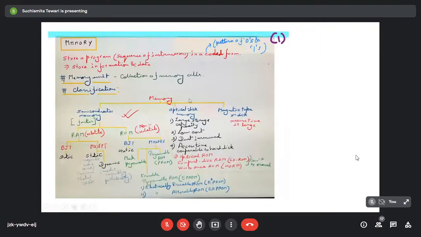We are jumping to the third type of memory, which is the semiconductor memory. Why semiconductor memory? Here a semiconductor device is utilized to build these memories, which is why it is termed semiconductor memory. The main advantage of using this kind of memory is that it is fastest. It is faster than magnetic tape type and faster than optical disk type memory.